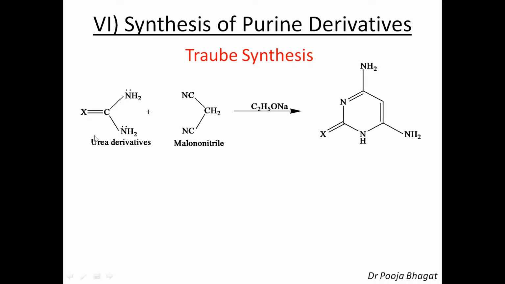Now here we can change the groups. Here the urea derivatives, as I mentioned, it is X here. So you can have O, then it is urea, S then thiourea, NH2 then guanidine. We'll discuss later on again. And here also the active methylene compound, you can change the group. So depending upon which purine we have to synthesize, we can change the starting material. So first let's discuss the mechanism for the Traube synthesis and then we will see how we can decide which starting material we have to take if we have to synthesize a particular purine.